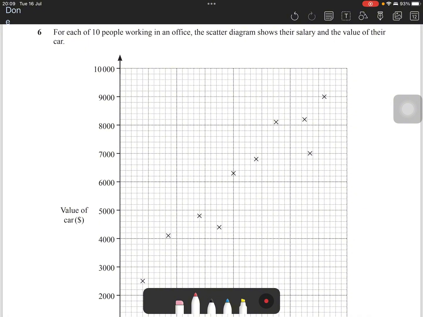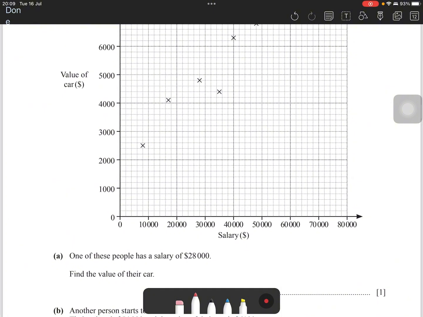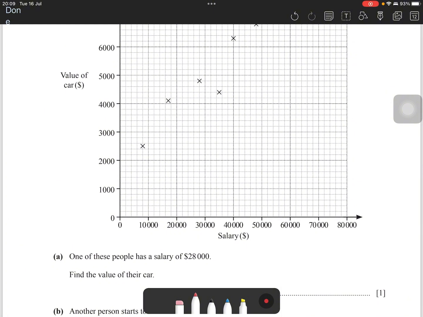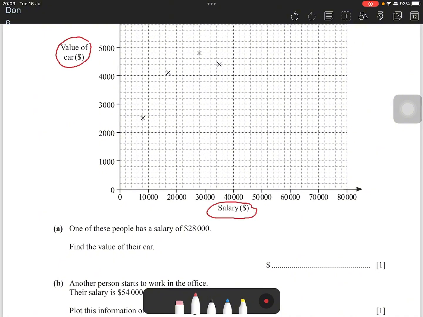Question 6. For each of 10 people working in an office, the scatter diagram shows their salary and the value of their car. The horizontal line shows the salary in dollars, and the vertical line shows the value of their car in dollars. Question A. One of these people has a salary of $28,000. So we need to find the value of their car.